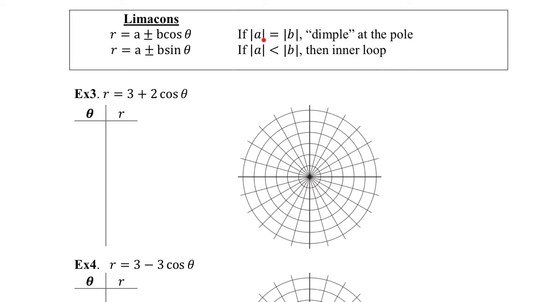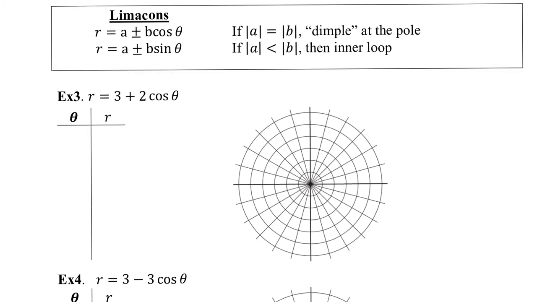Once we graph it, you'll see that this is true. You don't need to memorize this, but this is what's going to happen. If this equals this, there's going to be a little dimple at the pole, and you'll see it when I show it to you. If this is less than this absolute value, then it makes an inner loop. But we're just going to make the table, go with it, and then use symmetry to figure out what it's going to look like.